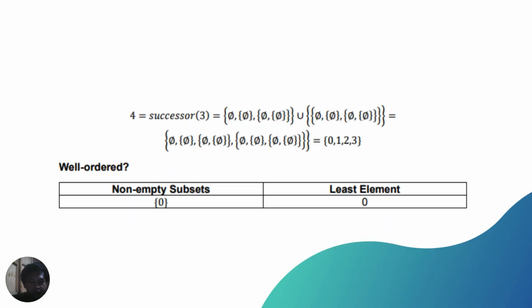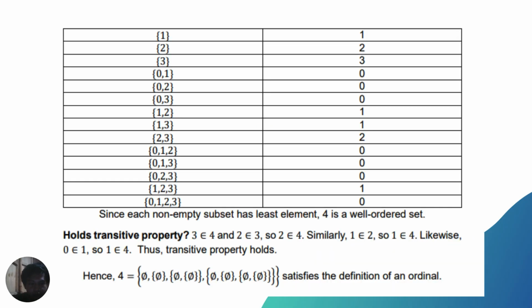Now, for 4, or the successor of 3, it has 15 non-empty subsets, each of which has a least element. Hence, 4 is a well-ordered set. And also, it holds the transitive property. Therefore, 4 satisfies the definition of an ordinal. And that ends my part.